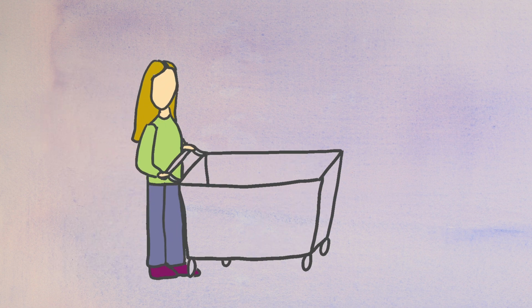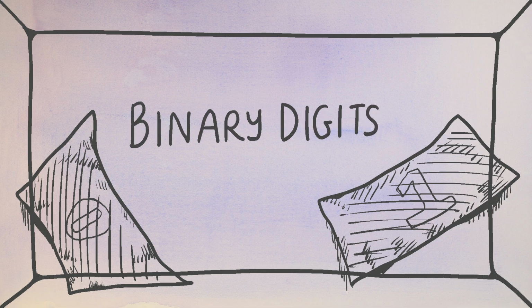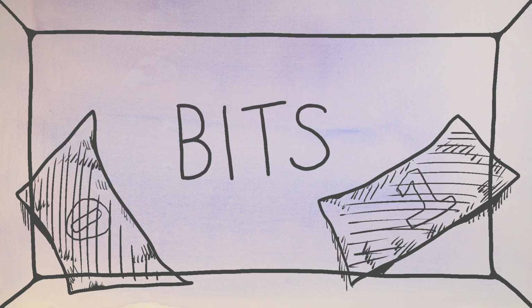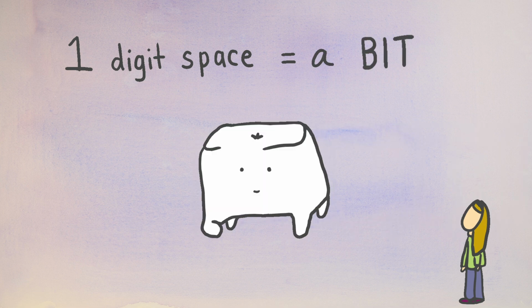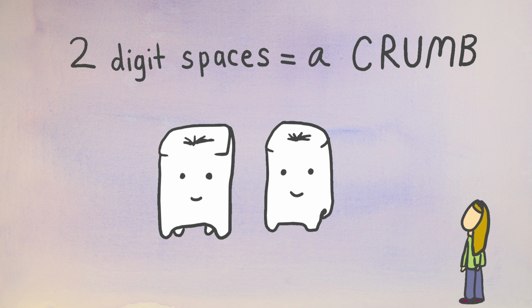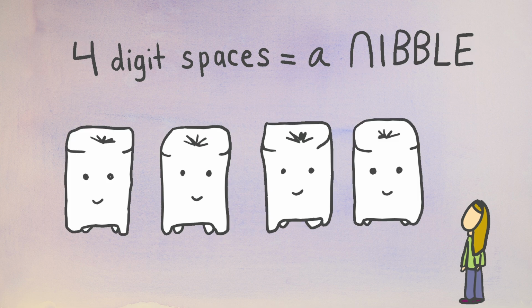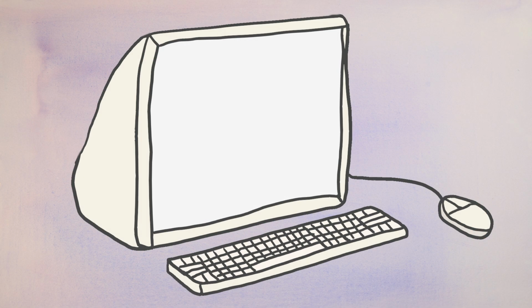It really comes down to storage. Binary digits are called bits. You only need 1 digit space to store a bit. 2 digits can store what's called a crumb, 4 digits a nibble, and 8 digits a byte. Computers usually work in bytes.